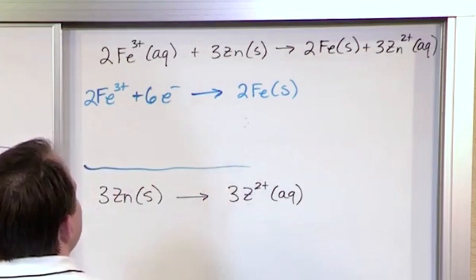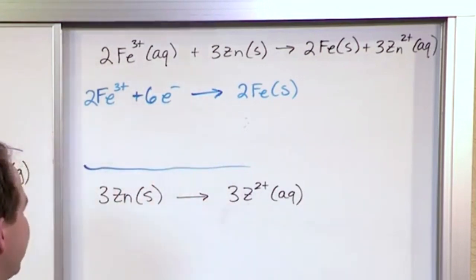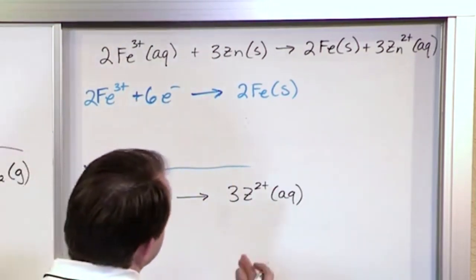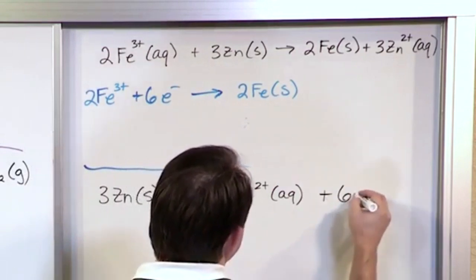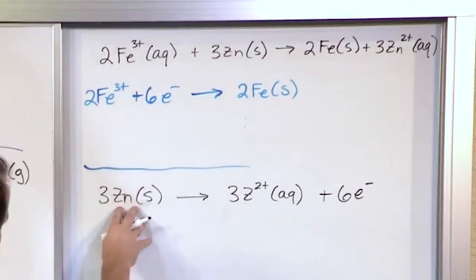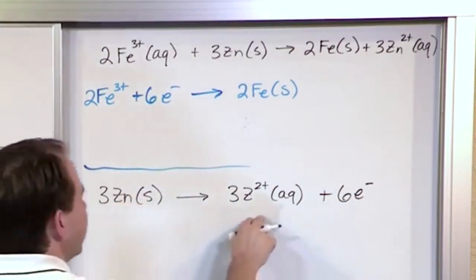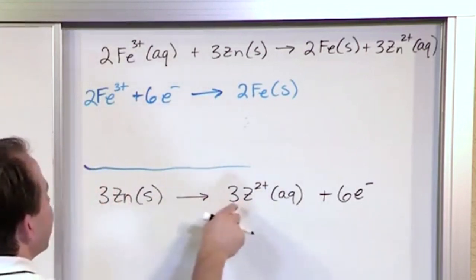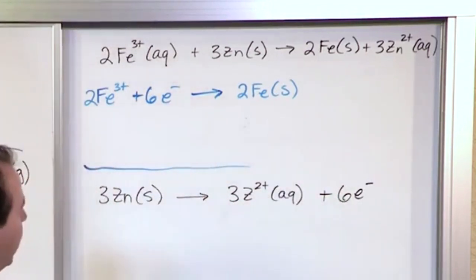But I actually have 3 of these atoms doing this all at the same time. So 3 times 2 gives me 6 electrons that are actually lost. Each zinc is losing 2 electrons. Now I'm doing it 3 times over, so 2 times 3 is 6 electrons liberated.